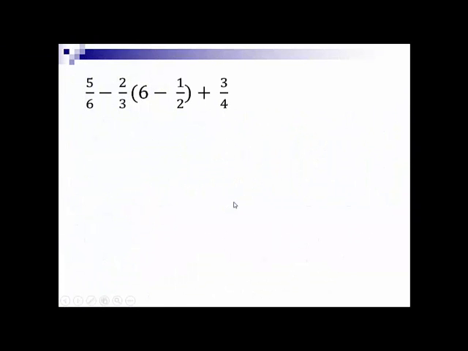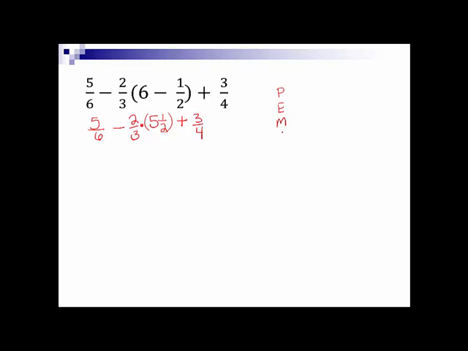So let's take a look at the first problem. Here's how I would approach it. Of course, I know I need to use my order of operations, so I start within parentheses. And I take a look and I say, okay, what's 6 minus 1/2? Well, I know 6 minus 1/2 is 5.5. And that gets me to a single value within parentheses. Everything else stays the same: 5/6 minus 2/3 times 5.5, then plus 3/4. So I took care of my parentheses.